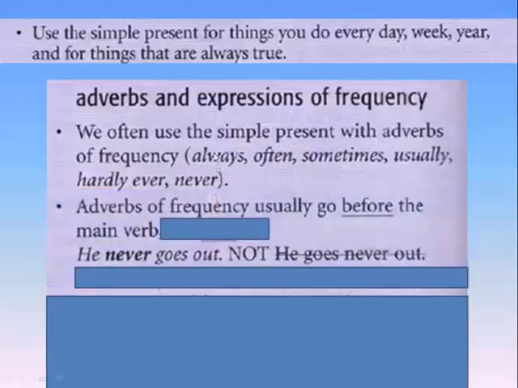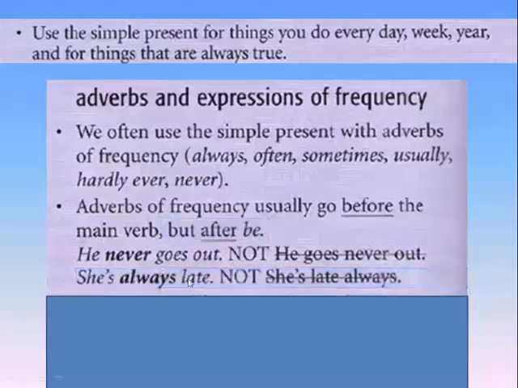When you use these adverbs of frequency, the adverb of frequency usually goes before the main verb. So, he never goes out. I can say he goes out without an adverb, but if I use an adverb, he never goes out. He always goes out. But not after the verb. He goes never out. No, that is incorrect. So adverbs of frequency usually go before the main verb, except for the verb to be.